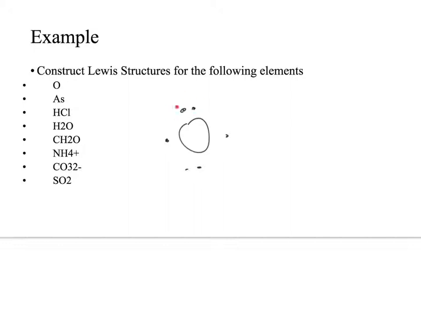I'm going to be looking for 2 sides to have 2 and 2 sides to have 1. You can put 2 over here or 2 over here. I really don't care. You just need 2 sides to have 2, 2 sides to have 1. And I'm going to pause now and let you try arsenic. See if you can do it.